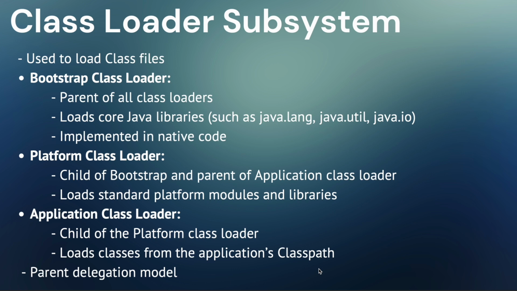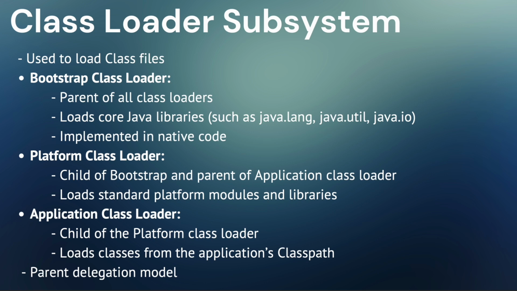Now you might be wondering, how does the JVM decide which class loader should load a class? Since there are multiple class loaders, the JVM needs a way to decide which one should load a particular class. The answer is the parent delegation model. Whenever a class loader is asked to load a class, it first asks its parent loader to try. If the parent successfully loads the class, the process stops there. Otherwise, control returns to the child class loader, which then attempts to load the class itself.